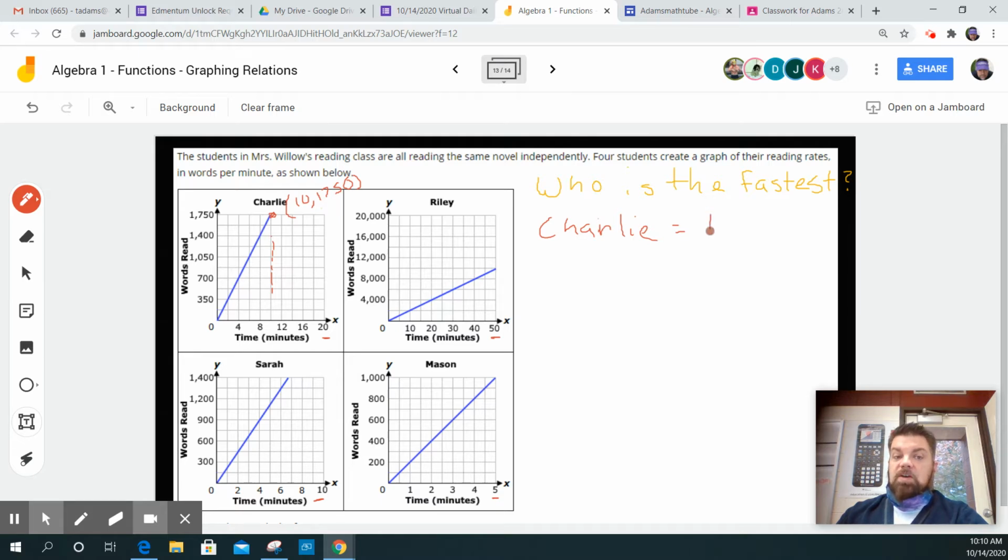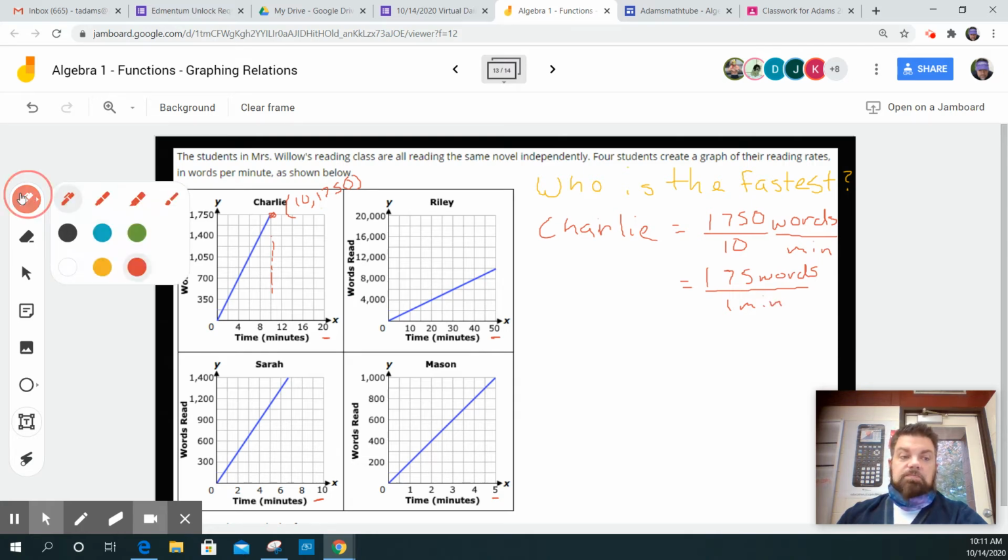So to find the unit rate, we would say 1,750 divided by 10. In other words, he read 1,750 words in 10 minutes. So his per unit rate, in other words, if I take 1,750 and divide it by 10, he could read 175 words per 1 minute. Okay, so that's Charlie.